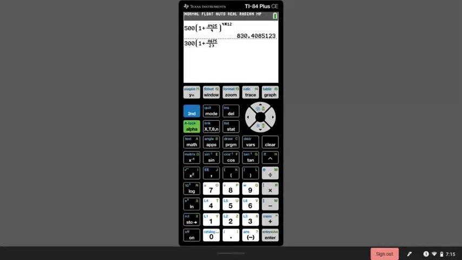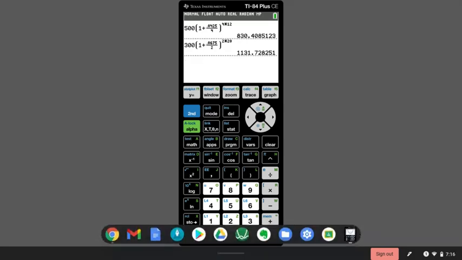Let's make sure that we close the parentheses outside of the fraction, raised to the 2 times 20. And we get $1,131, remember, to the nearest hundredth, and 73 cents. 1131.71. 73, sorry. 1131.73.